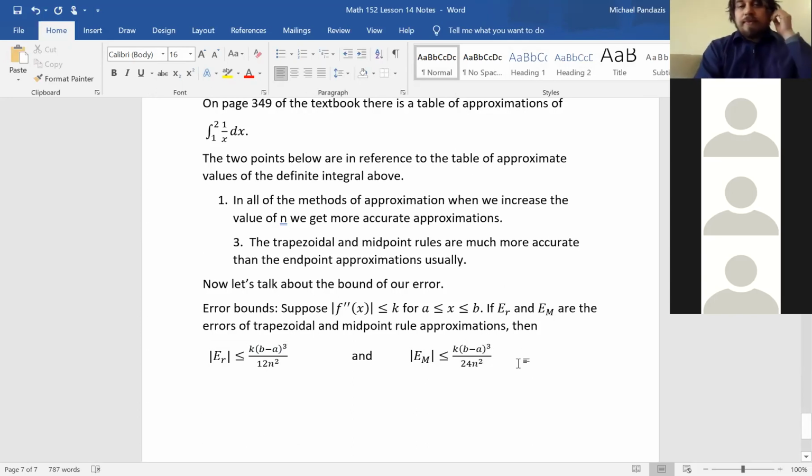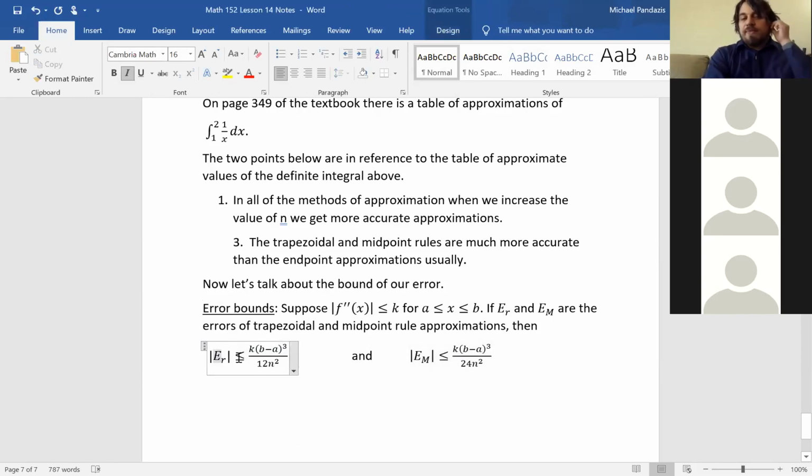Okay, so for error bounds, we have this. Suppose the absolute value of f double prime of x is less than or equal to K for all x in [a, b], and then for these errors, we have these upper bounds. This is how, when you make an approximation using the trapezoidal rule or midpoint rule, you have an upper bound for the error of that approximation.